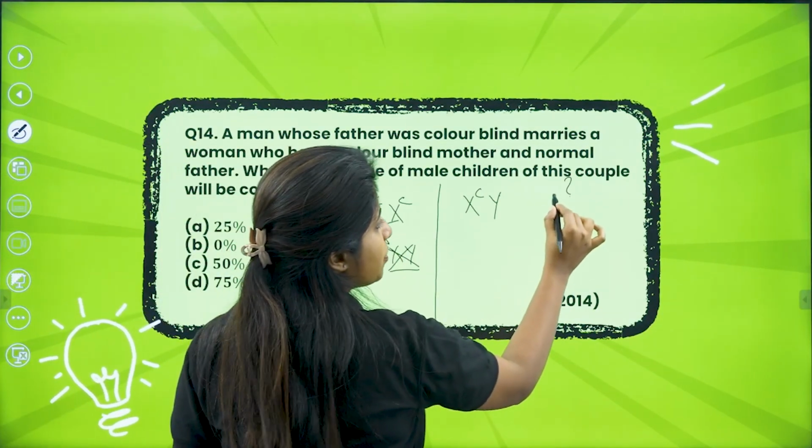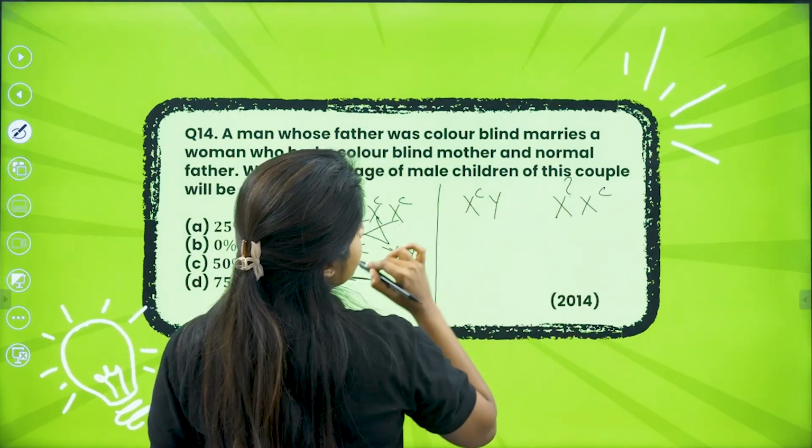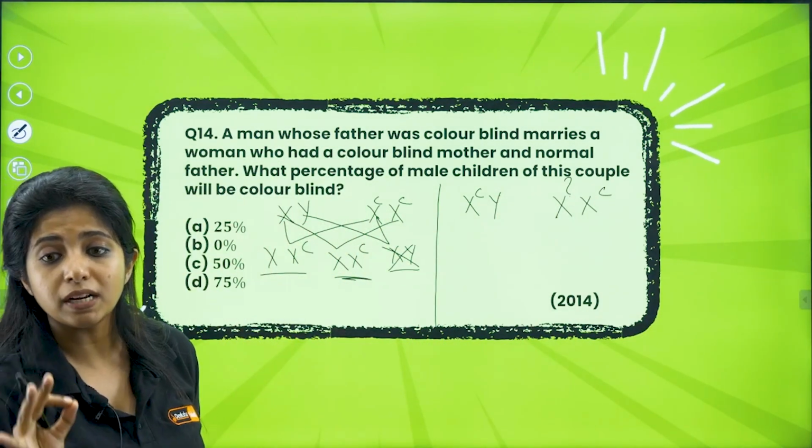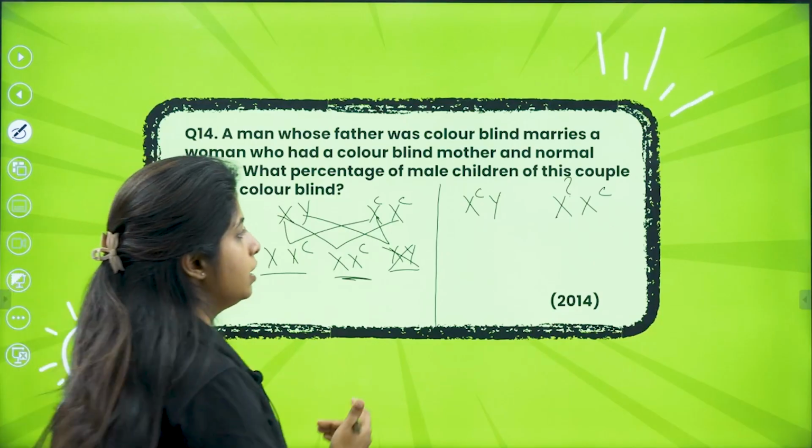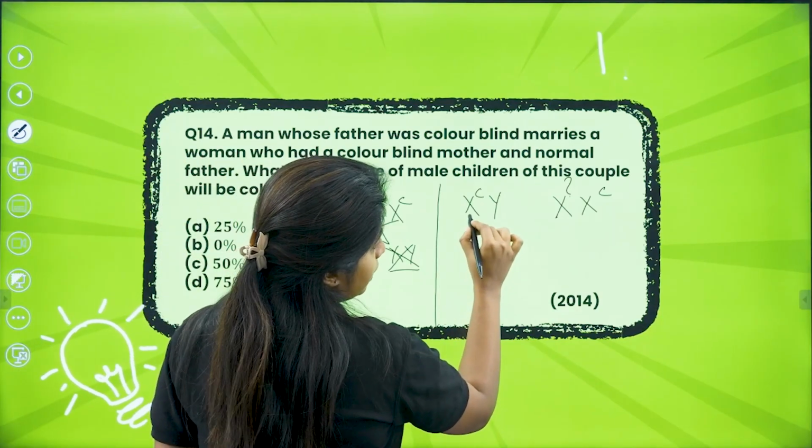So over here, I'll take the mother to be the carrier. Now we have to find what percentage of the male children of this couple will be colorblind. So basically, again, we have to cross. Let's cross all of them.